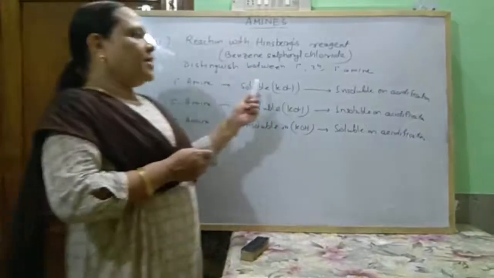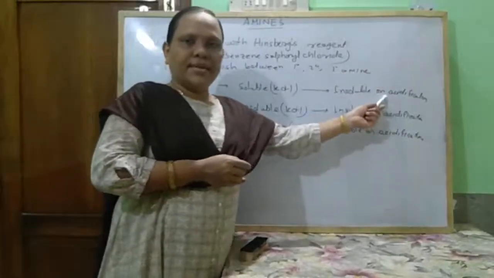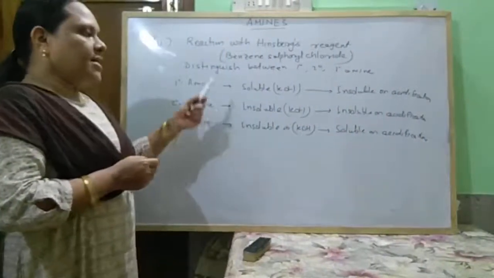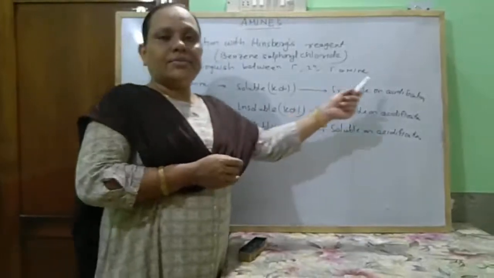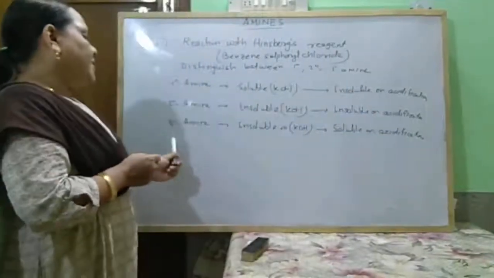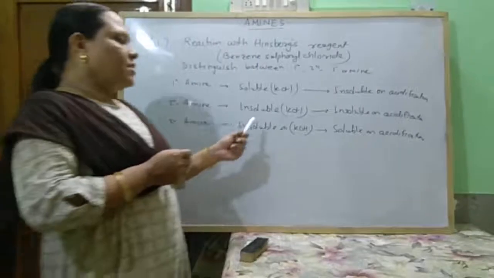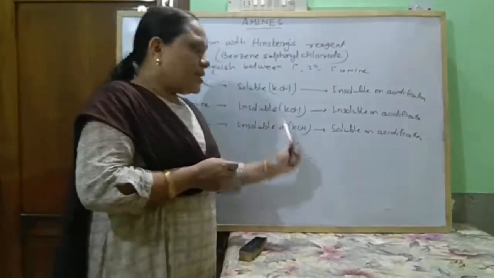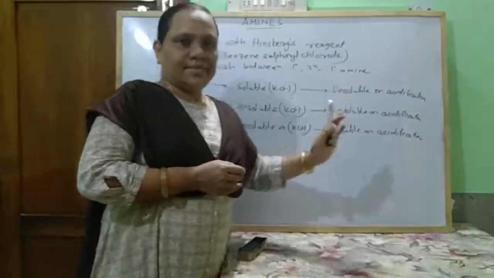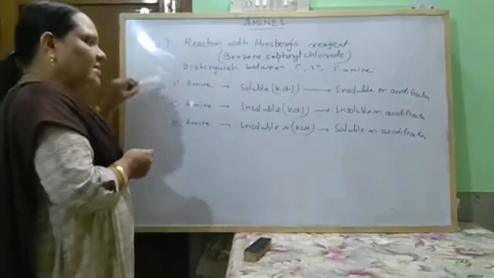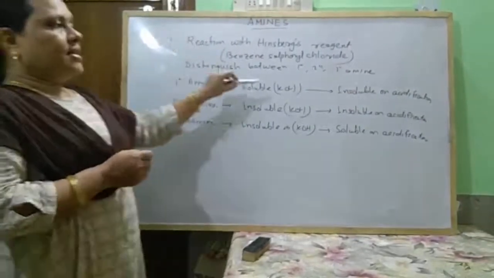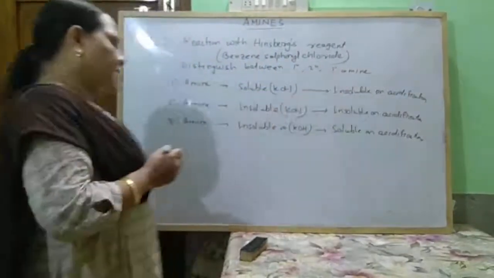Primary, soluble in alkali medium, insoluble in acid medium. Secondary, insoluble in alkali medium as well as acid medium. And tertiary amines, insoluble in alkali medium but soluble on acidification. So observing this, the primary, secondary and tertiary amines can be distinguished.